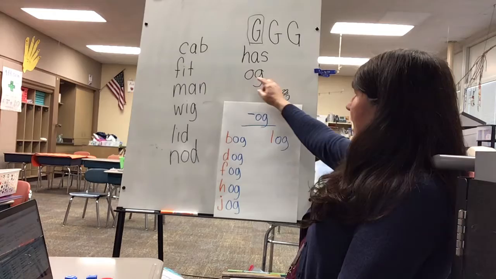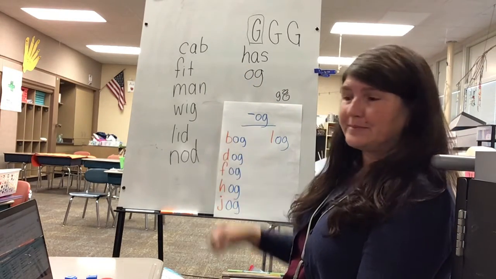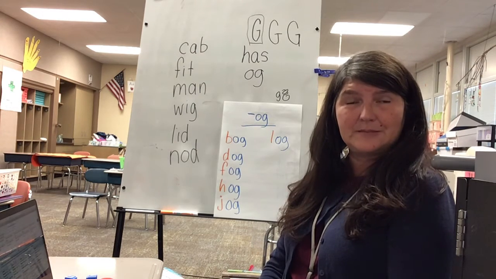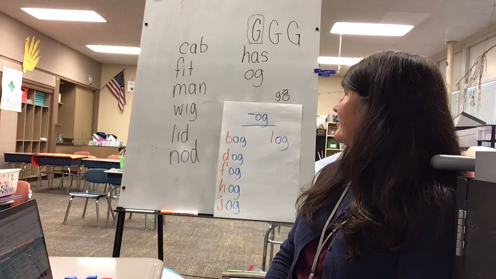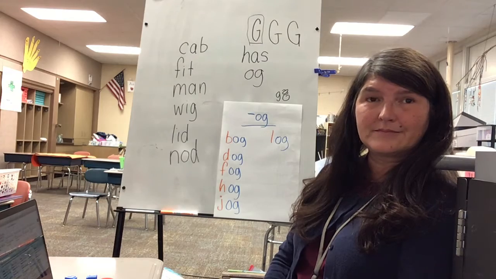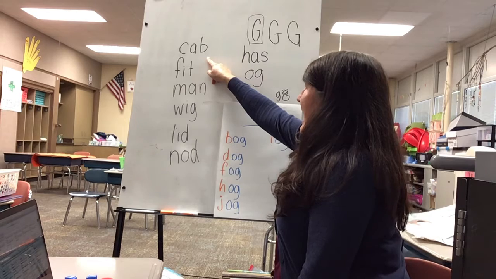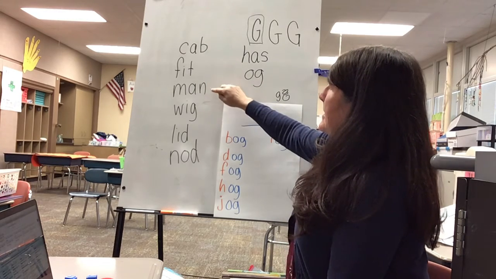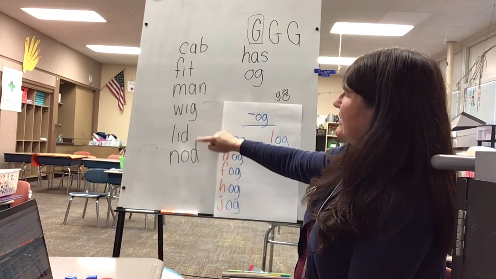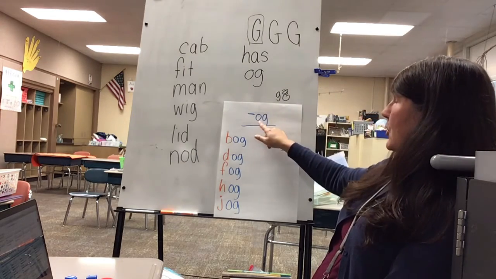All right. I'm going to let you guys try to read these words first. I'm going to give you a minute, because those are words that we've already done the word families. Are you ready? Cab, fit, man, wig, lid, nod.